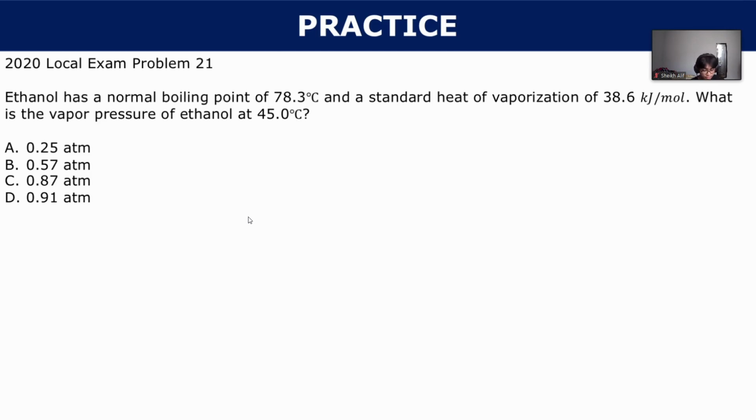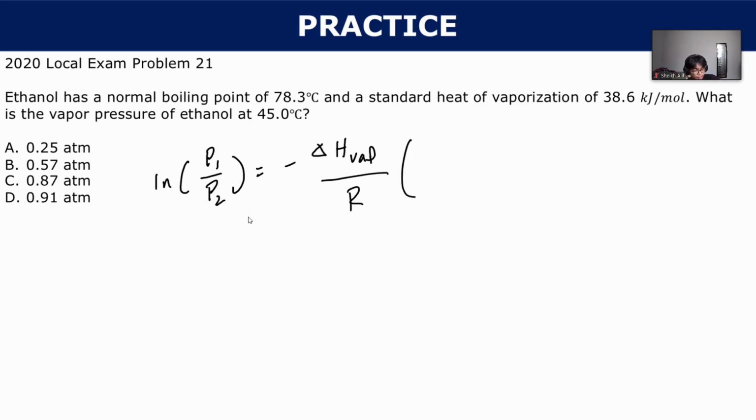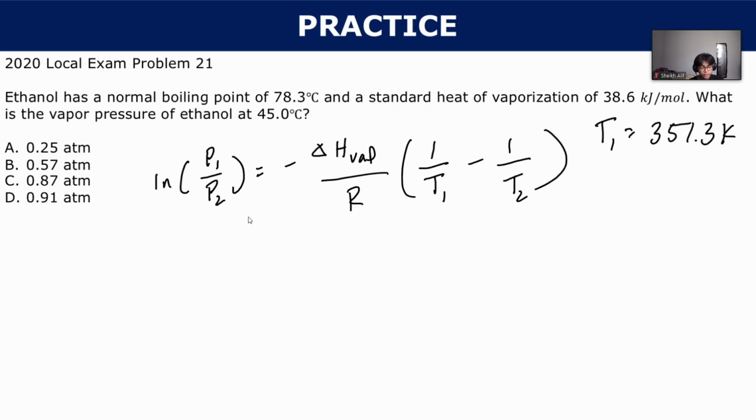Clausius-Clapeyron equation problems. So remember the equation: the natural log of the first pressure over the second pressure is going to equal the negative enthalpy of vaporization over the gas constant times 1 over temperature 1 minus 1 over temperature 2. So in this case, our first temperature, temperature 1, would be 78.3 degrees Celsius, which is going to come out to 351.3 Kelvin. So that's our first temperature.